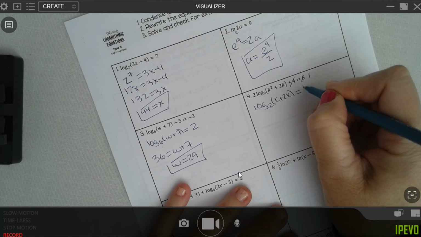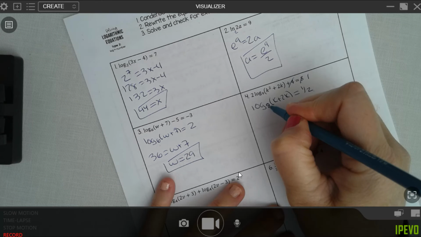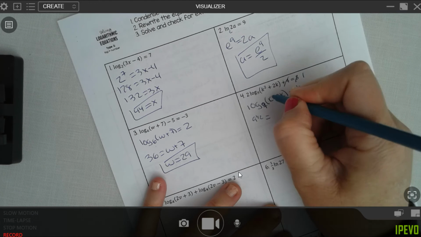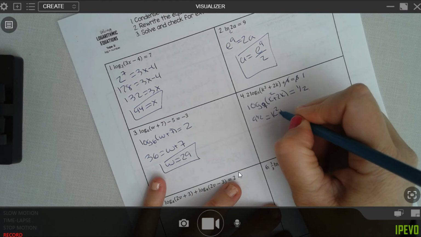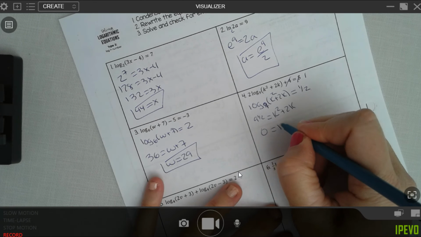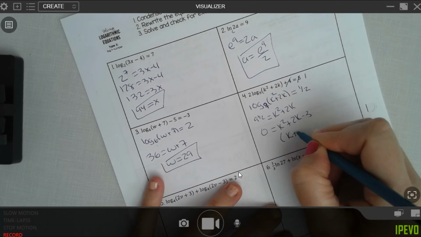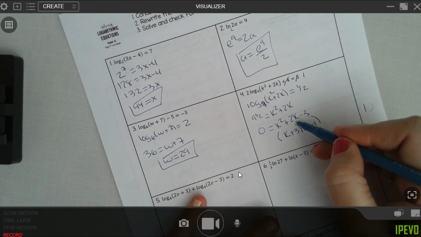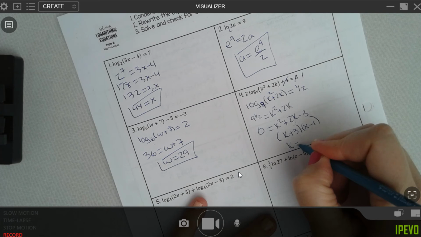So rewrite this. Oh, this is a 9 here. So rewrite, so 9 to a 1/2 equals, that's 3. So I'm going to subtract my 3 over. Factor. Factors of -3 to get a 2 are these right here. So k equals -3 and 1.